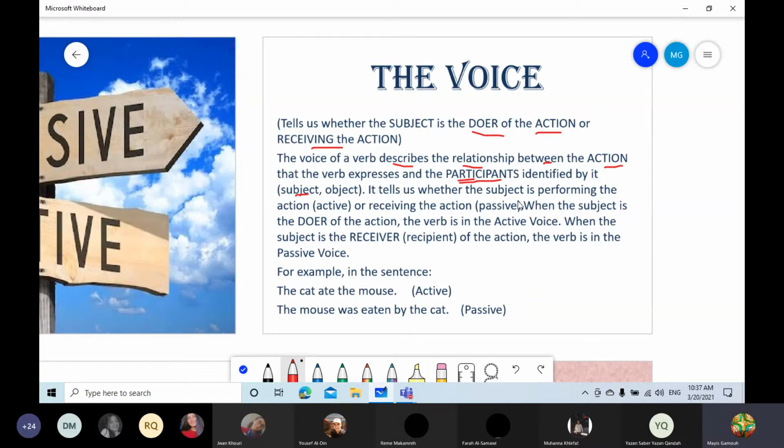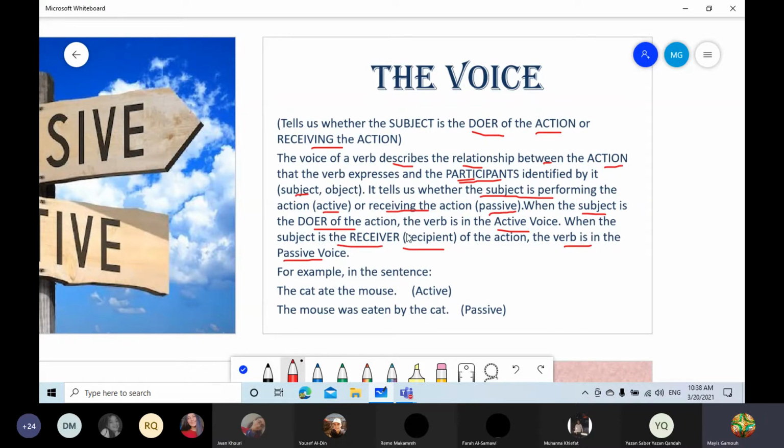It tells us whether the subject is performing the action, which is the active voice. So here we have one type of the voice, which is the active, or receiving the action, which is the passive voice. So here we have the other type of the voice, which is the passive. In Arabic, the active voice is المبني للمعلوم, and the passive voice is المبني للمجهول. We will explain that in greater detail in our next slides. When the subject is the doer of the action, pay attention to this, the verb is in the active voice. When the subject is the receiver, the recipient of the action, the verb is in the passive voice.